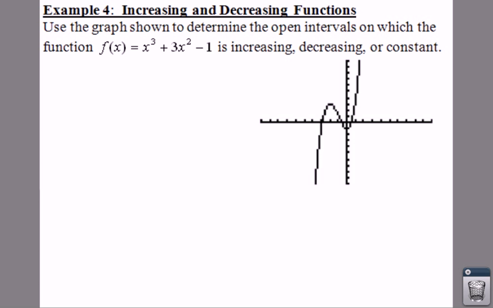So let's look at example 4. If you look at your graph here, you're going to notice that this function, f of x equals x to the third plus 3x squared minus 1. You may notice a couple things. You may notice that you have an x to the third, which means you're going to have 2 humps.